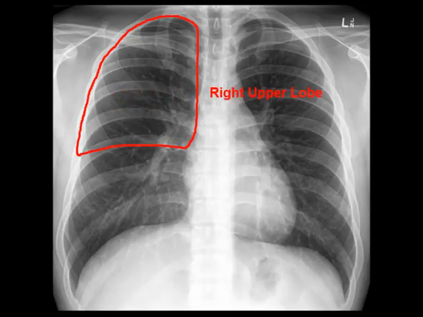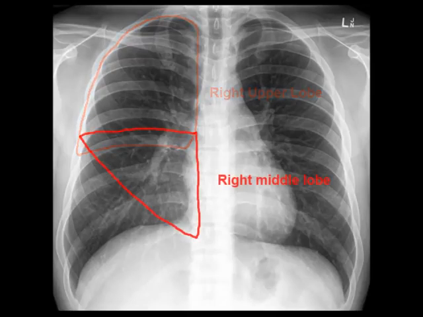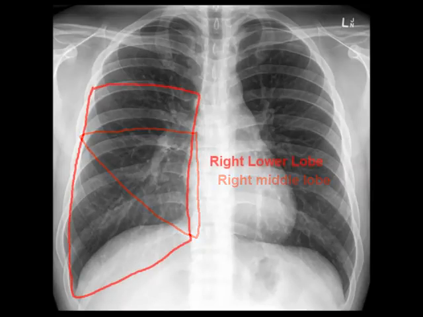Now on to the lung fields, and we'll start with the lobes. I've outlined roughly where each lobe is located on the film. First the right upper lobe, then the right middle lobe, which touches the right heart border, and the right lower lobe, which touches the right hemidiaphragm. Hopefully you notice that there is some overlap between lobes, particularly between the lower lobe and the other two.